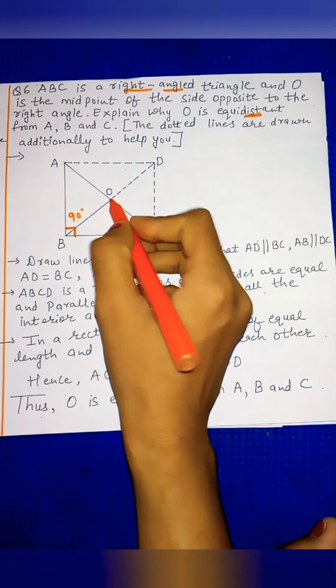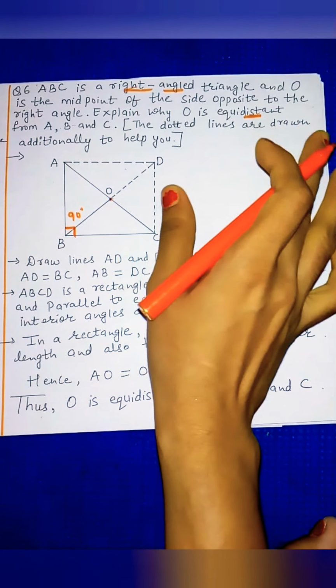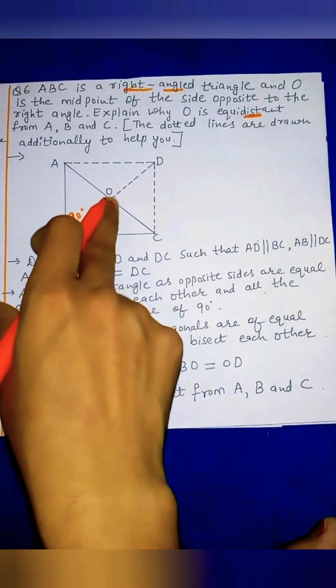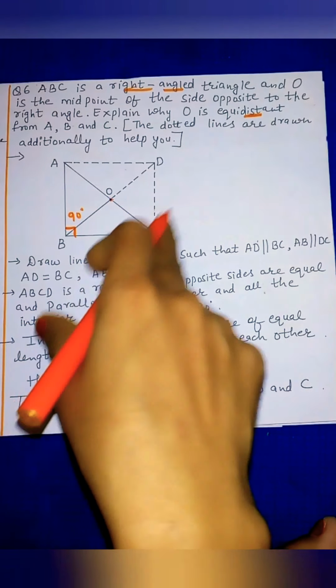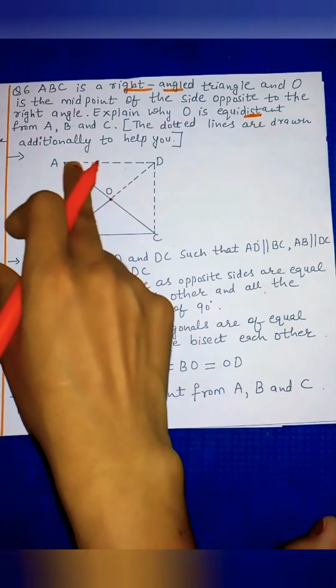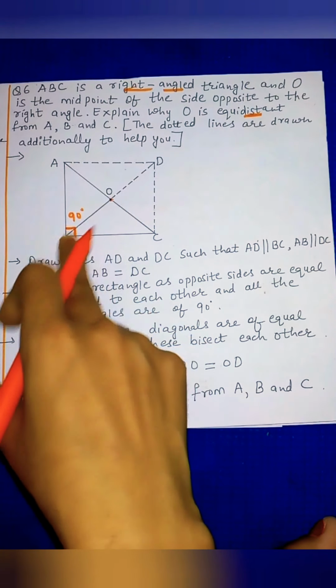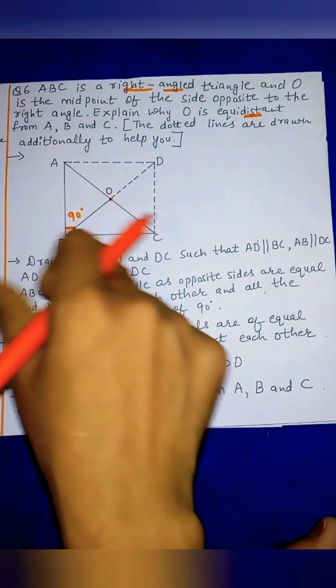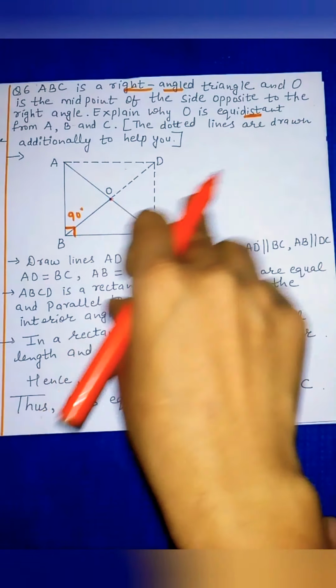Now this point O, it is equidistant. Equidistant means it is at equal distance from A, from B and from C. So we will have to show that OA is equal to OB and that is equal to OC. So this OA, OB and OC, these three are equal. So they are at equal distance.